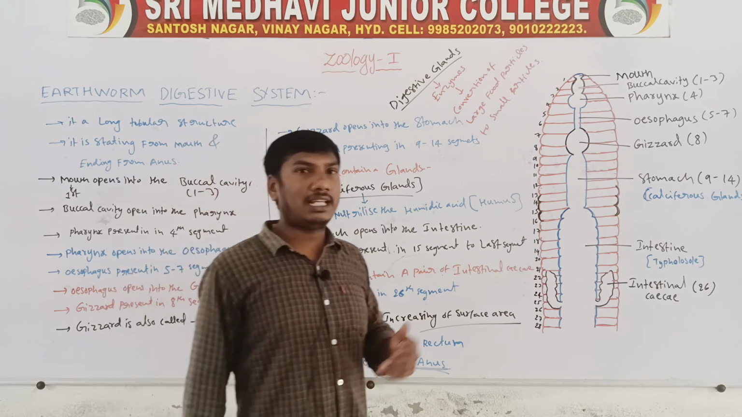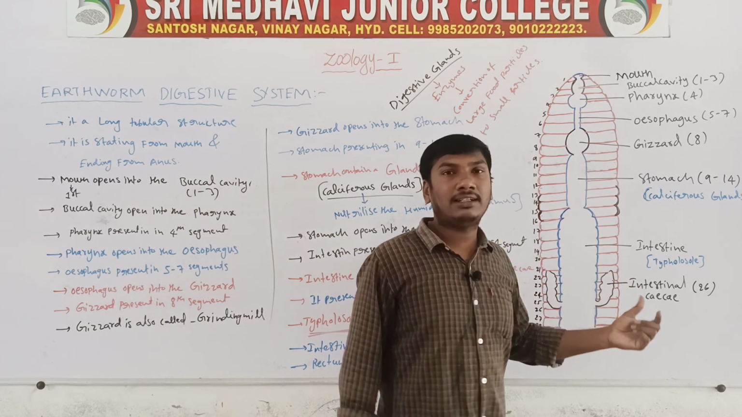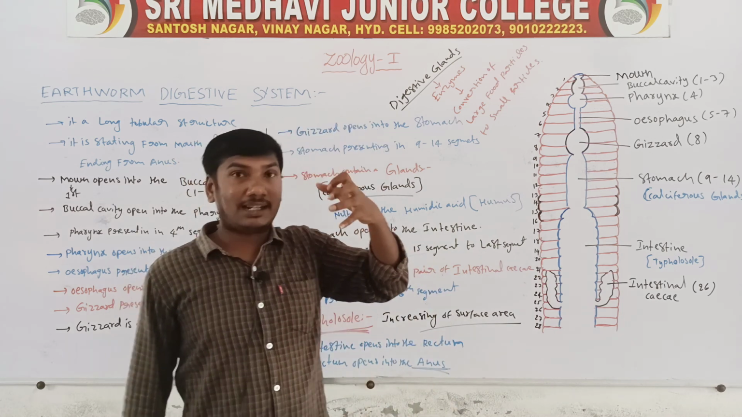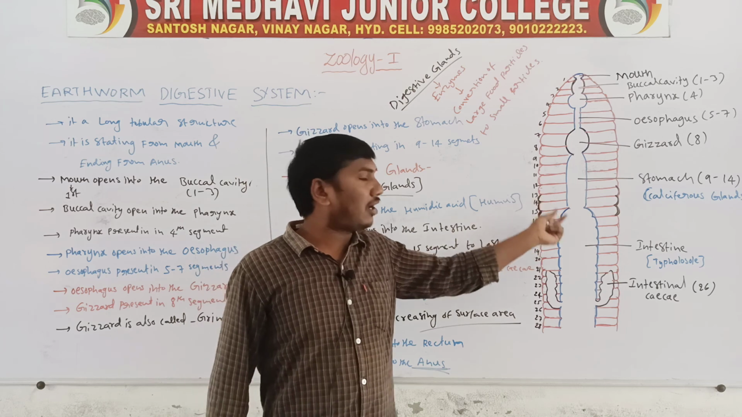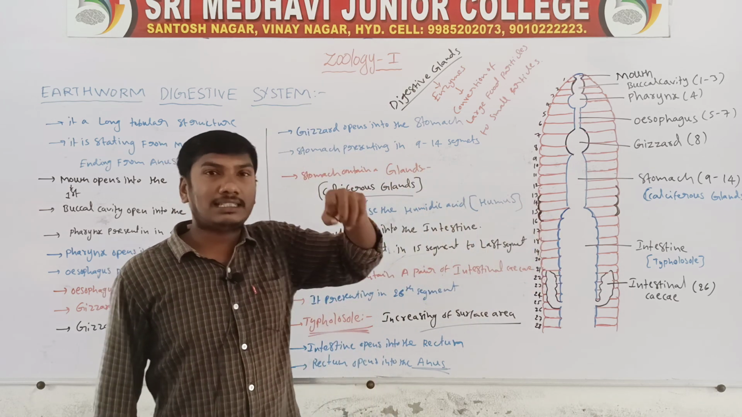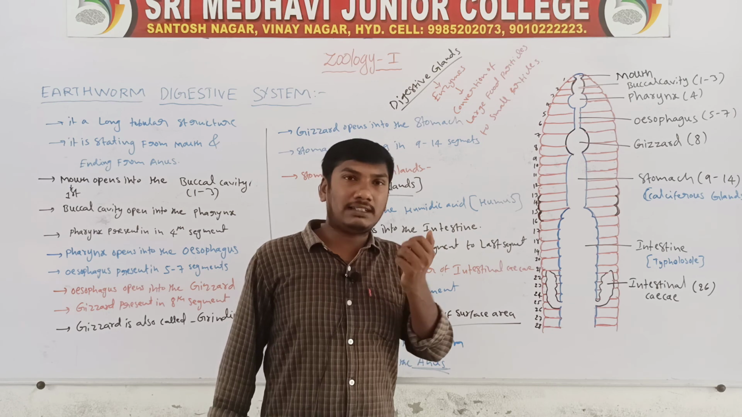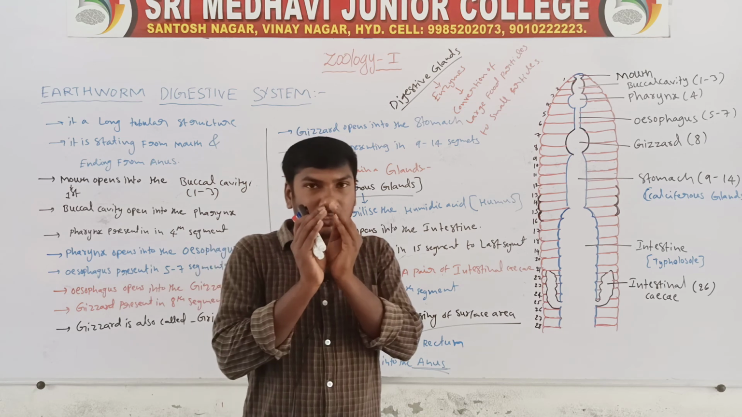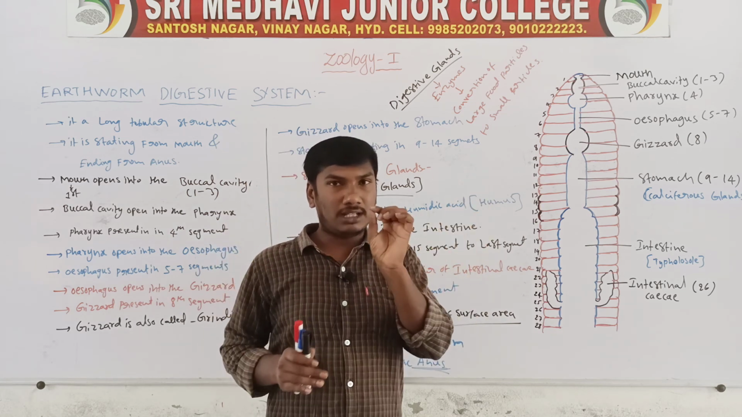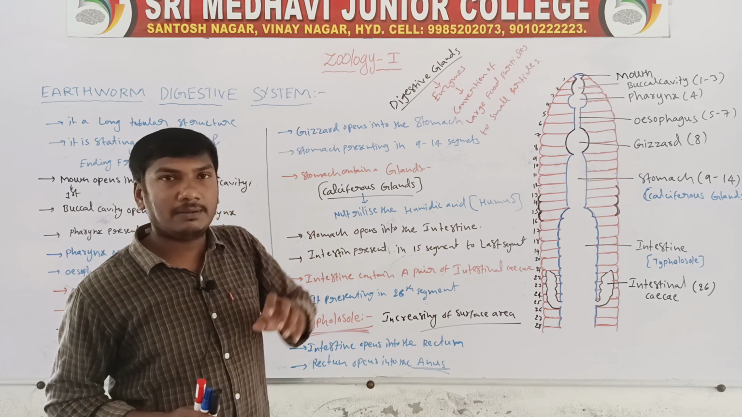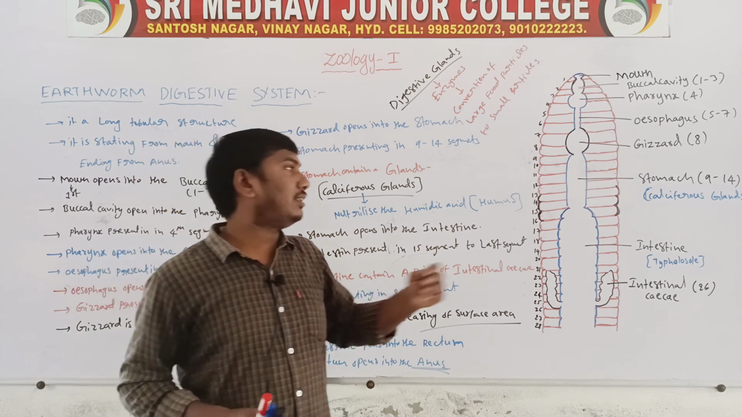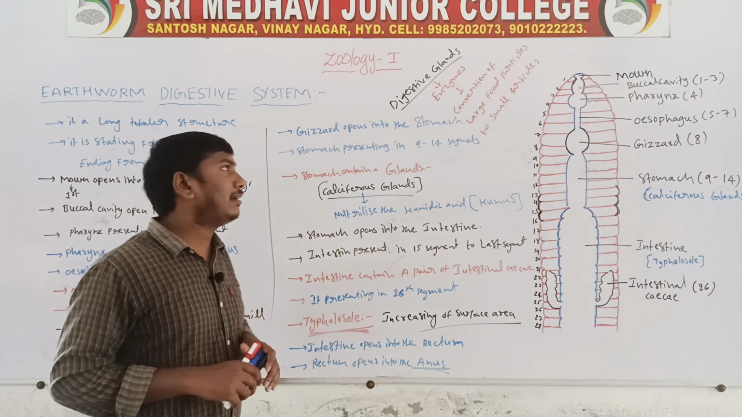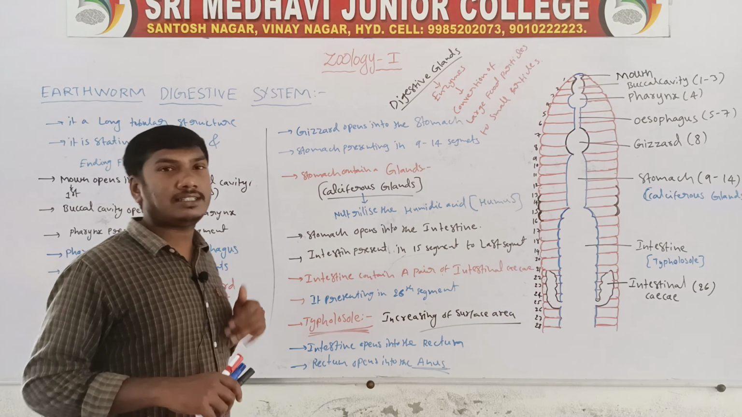This digestive tract contains digestive glands, which release digestive enzymes. With these enzymes, large food materials are converted to small food materials in simple absorbable forms. They are absorbed by the digestive tract and sent to the different body parts. That is the earthworm digestive system.